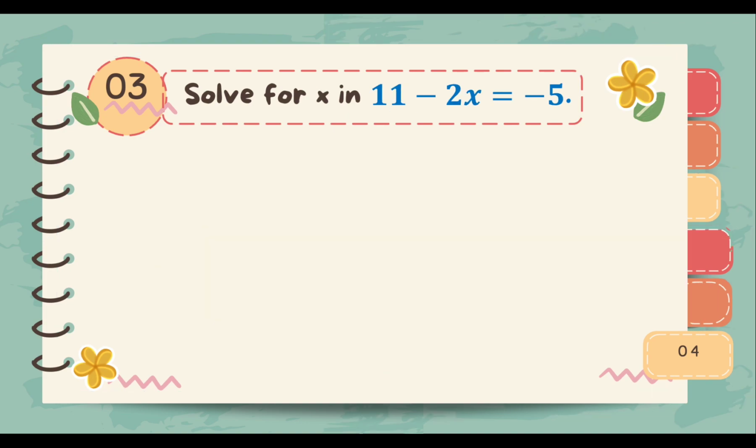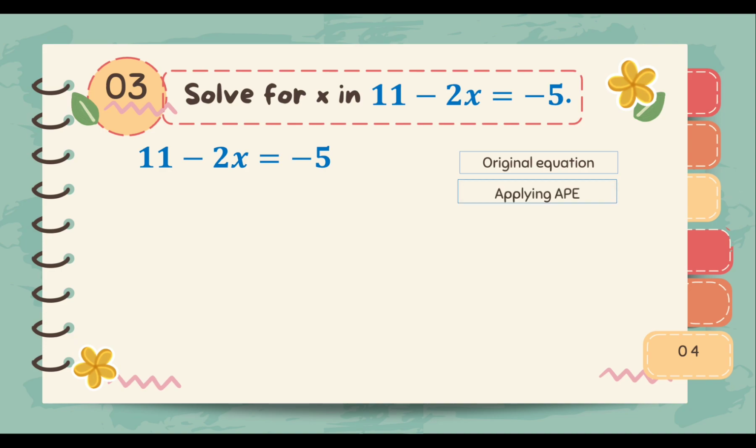Another example, we have 11 minus 2x is equal to negative 5. So what are we going to do again? The original equation we write 11 minus 2 times x is equal to negative 5. Then we have to apply addition property of equality. So we have 11 plus a negative 11 minus 2x is equal to negative 5 plus a negative 11.